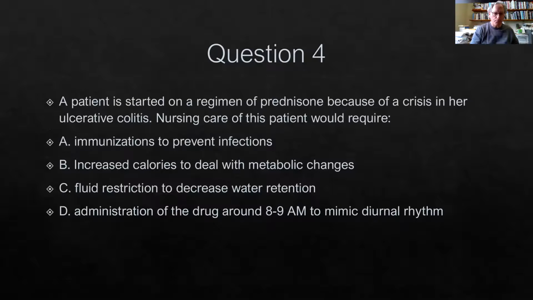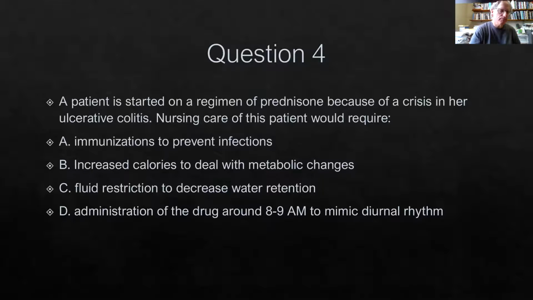Question 4. Patient started on a prednisone regimen because of a crisis in her ulcerative colitis. Nursing care of this patient would require A, immunizations to prevent infections, B, increased calories to deal with metabolic changes, C, fluid restriction to decrease water retention, D, administration of the drug around 8 to 9 a.m. to mimic diurnal rhythm.